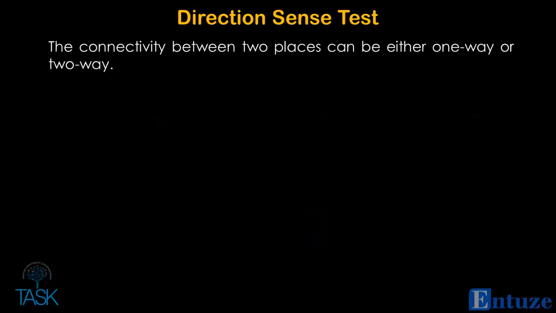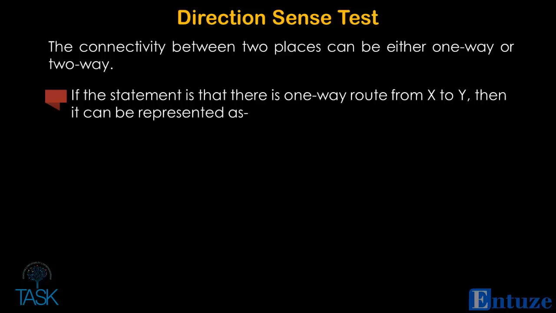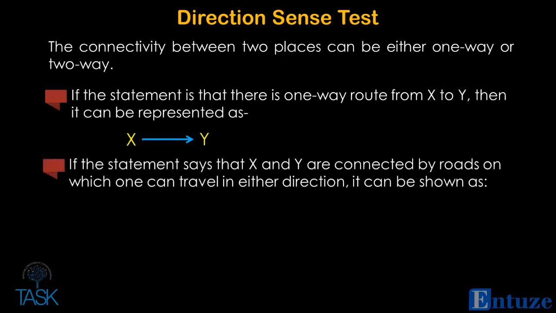Routes or networks connecting different places are given in some of the problems. The connectivity between two places can be either one-way or two-way. If the statement is that there is a one-way route from X to Y, then it can be represented as X arrow Y. If the statement says that X and Y are connected by roads on which one can travel in either direction, it can be shown as X either way Y.